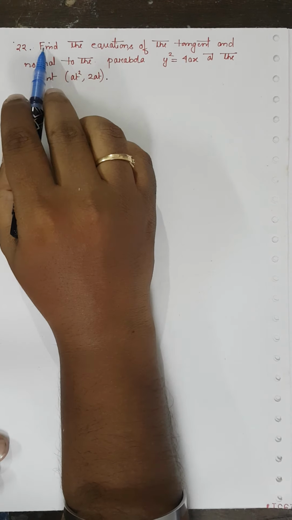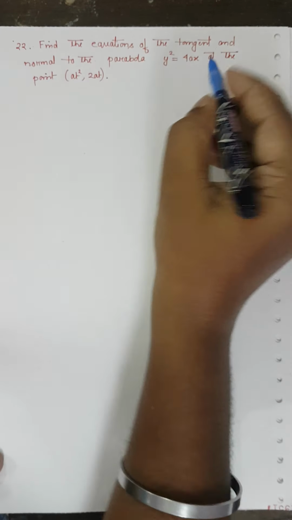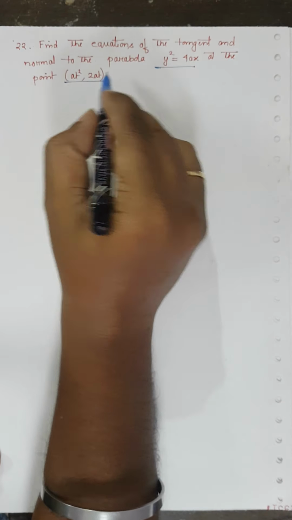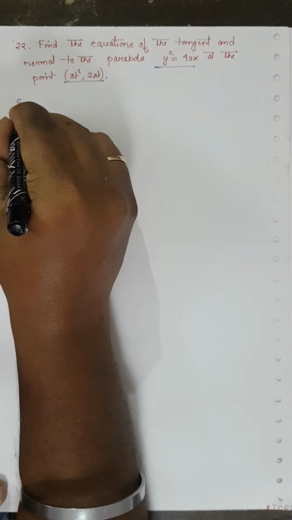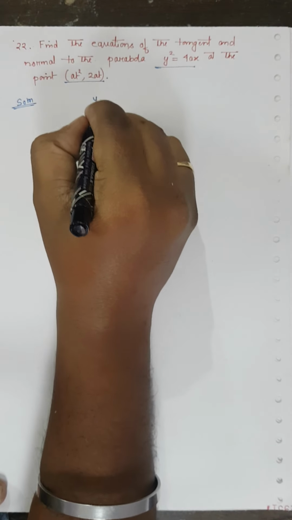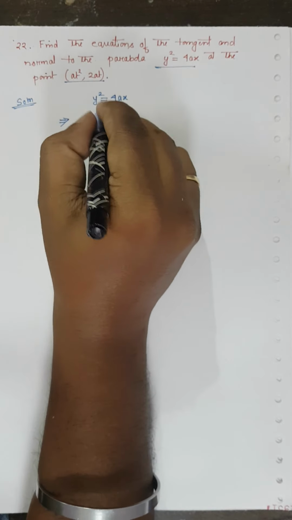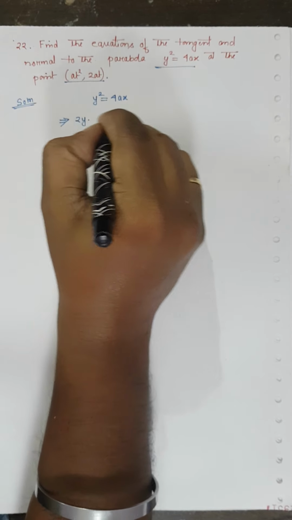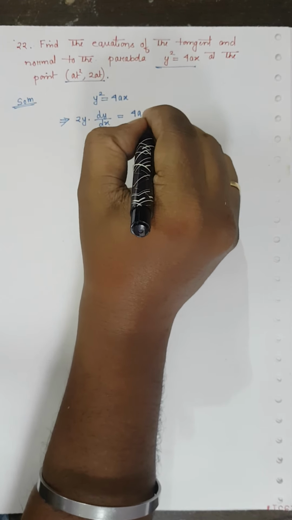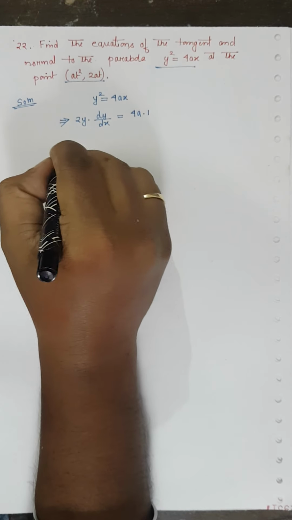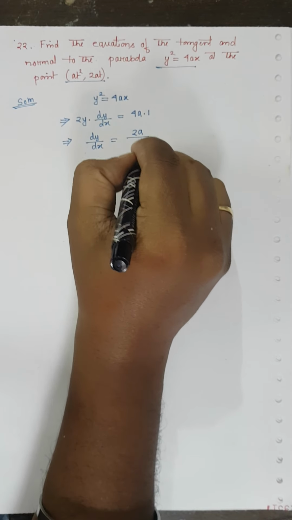Question number 22. Find the equations of the tangent and normal to the parabola y square equal to 4ax at the point at square, 2at. This is the parametric point of this parabola. Solution. The given curve is y square is equal to 4ax. This is the parabola. If I differentiate with respect to x, for y square it is twice y dy by dx is equal to 4 into a into 1. For x it is 1. Therefore, the value of dy by dx is equal to twice a by 1.